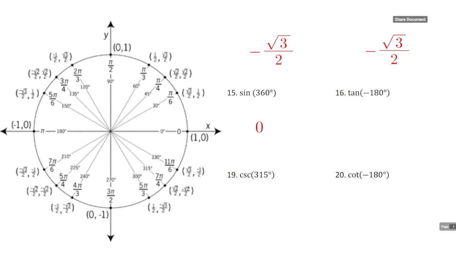16 says tangent of negative 180 degrees. Negative 180 degrees is actually coterminal to positive 180 degrees. Which means that we're going to be looking at the coordinate negative 1, 0. So the y-coordinate is 0, the x-coordinate is negative 1. And while we can't divide by 0, we can say that 0 divided by negative 1 is 0.